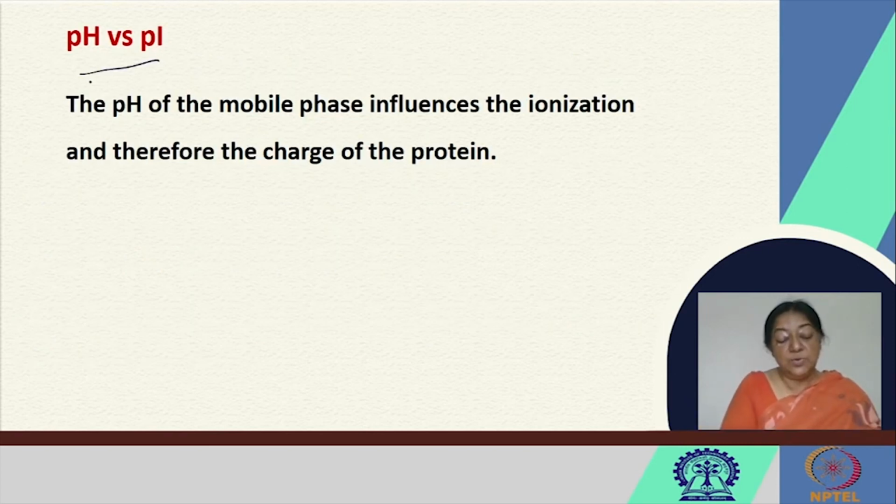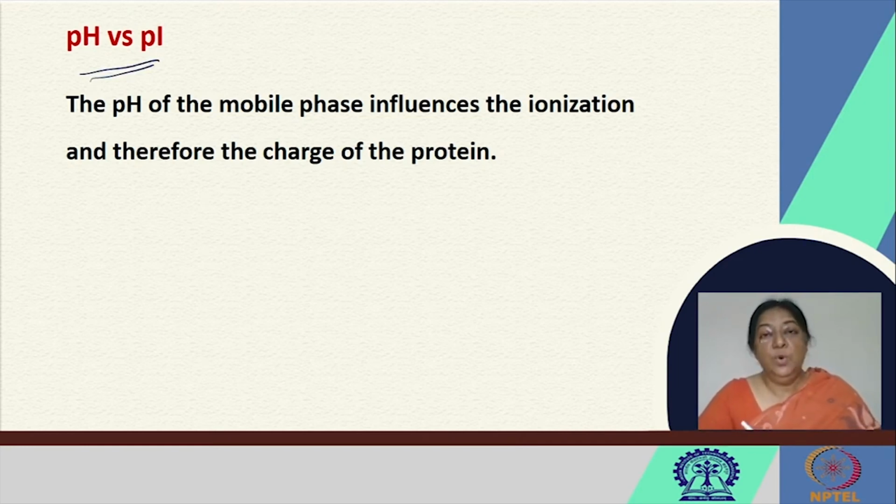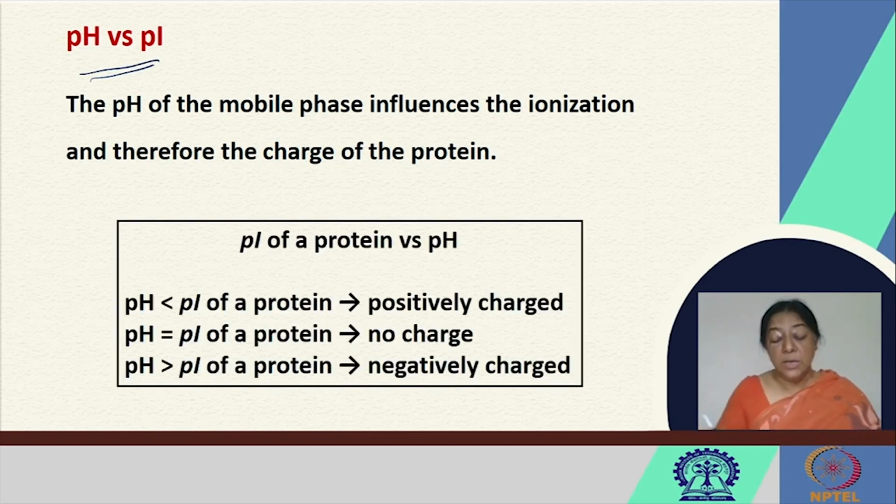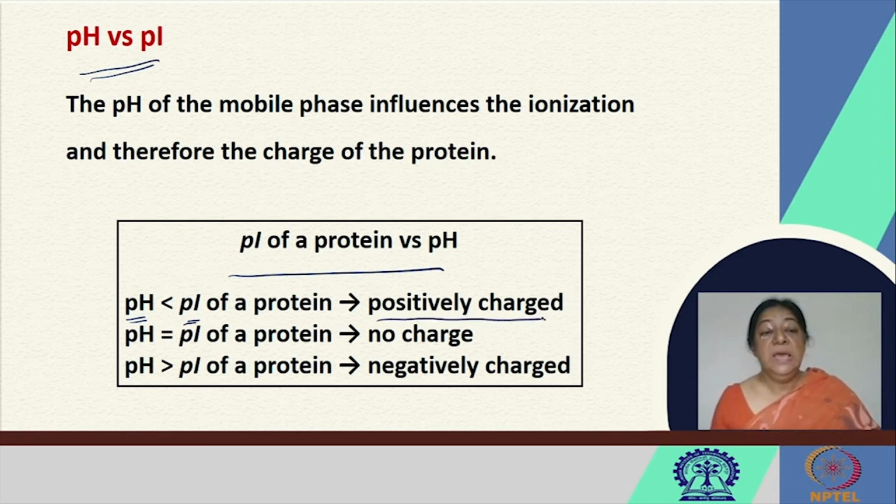The important thing to understand here, regarding which charge matters, is the pI of the protein. We know that each protein has an isoelectric point. The isoelectric point is dependent on the number of positive and negative charges that the protein has, and the charge is dependent on the pH. If the pH is less than the pI, the protein is going to be positively charged. If the pH is equal to the pI of the protein, there is going to be no charge. And if the pH is greater than the pI, the protein will be negatively charged.